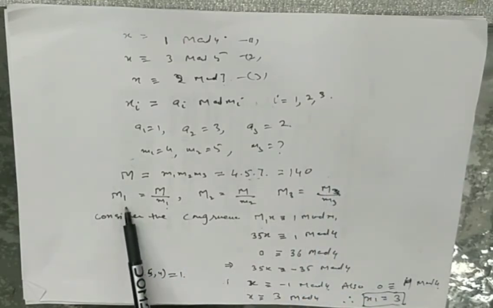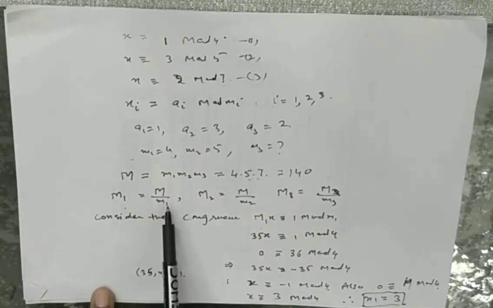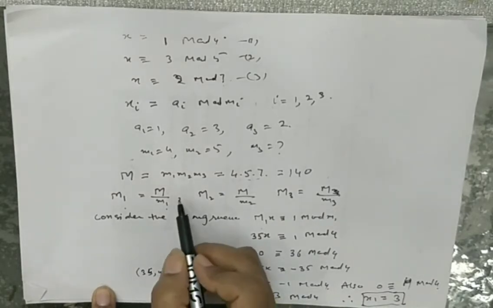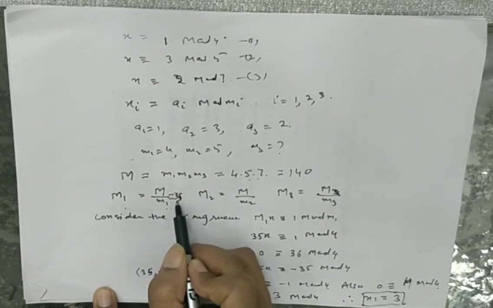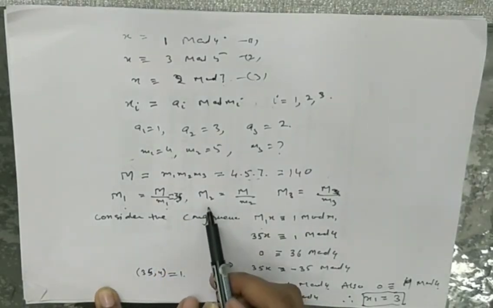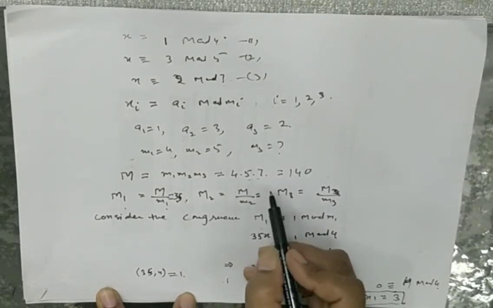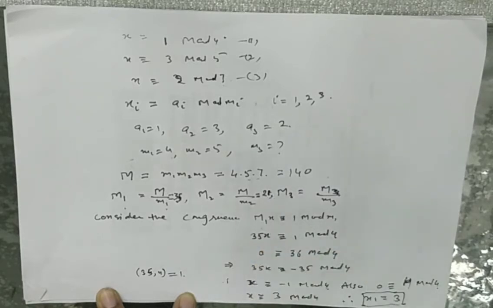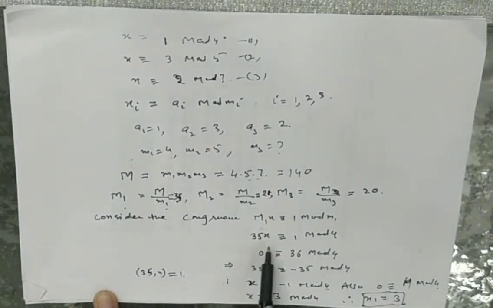Now we find capital M1, that is capital M over the small m1, so it will come out to be 35. And M2, capital M over m2, comes out as 28. And M3 will come out to be 20. So consider this congruence: M1 x is congruent to 1 modulo m1. That is, 35x is congruent to 1 modulo 4.